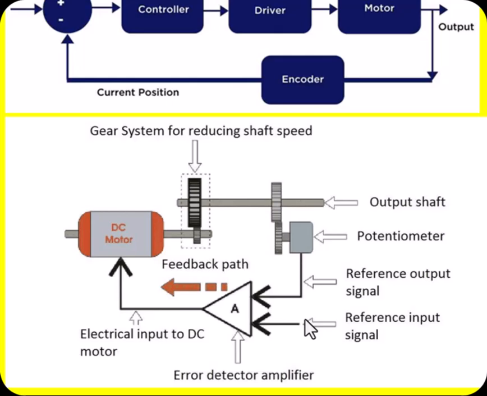That potentiometer will give the output, that is the shaft output position, and that is fed to the amplifier like this. Similarly, there is an input signal to this error detecting amplifier. The target is to have the input signal equal to the feedback signal, that is the output signal. That error is fed to the DC motor.